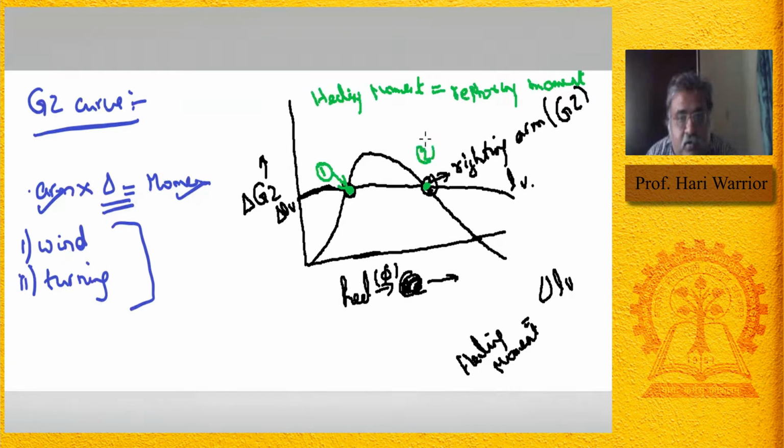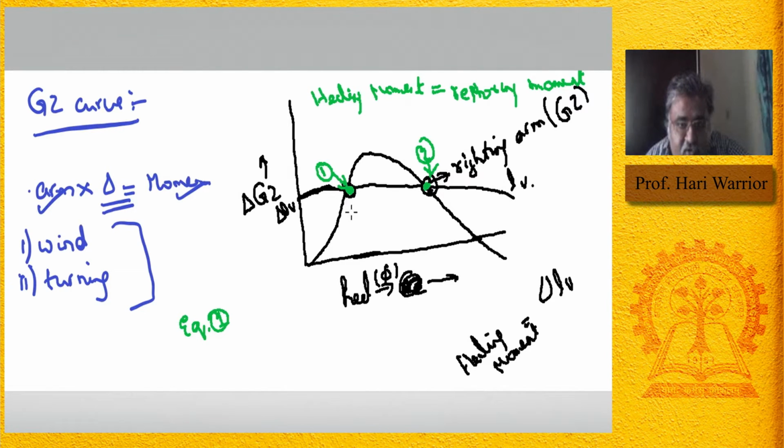1, 2. So these 2 points are 2 points of equilibrium in the ship's heeling history, according to the GZ curve. Now let us take a look at equilibrium 1. Equilibrium 1 says that the heeling arm, this is the heeling arm, is equal to the righting arm at that point. So the two of them cancel each other, and so the system is in equilibrium.